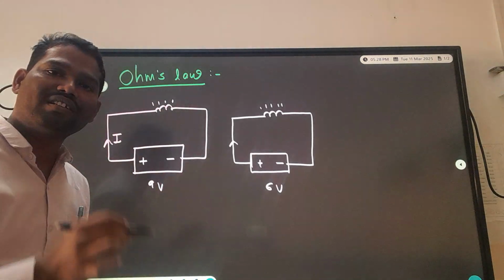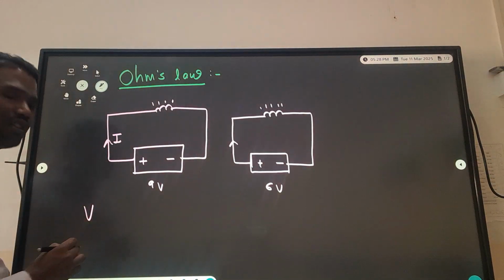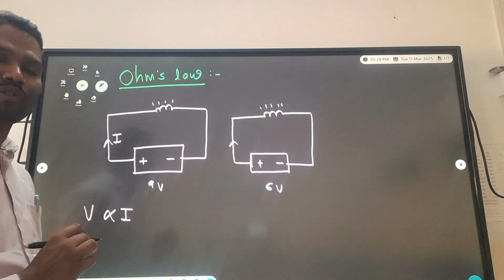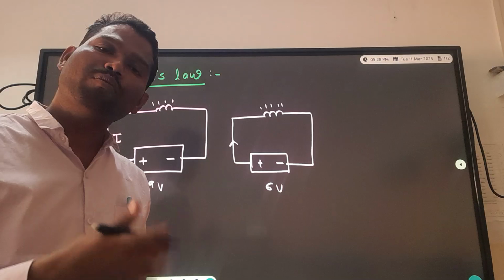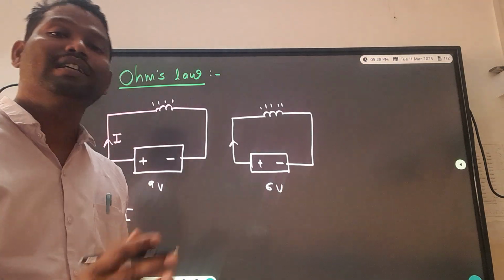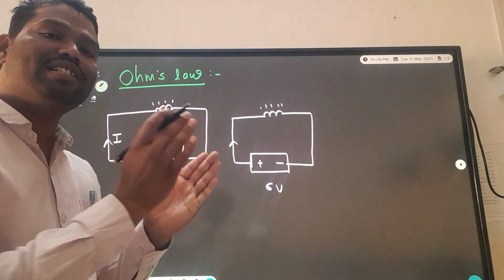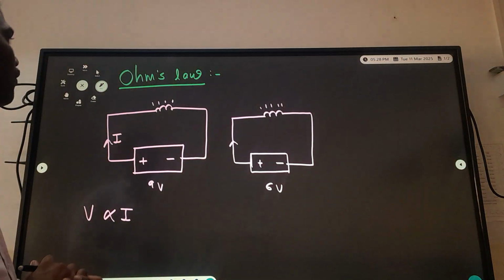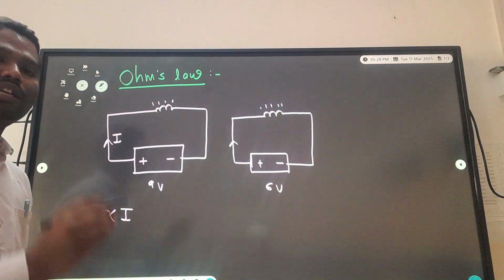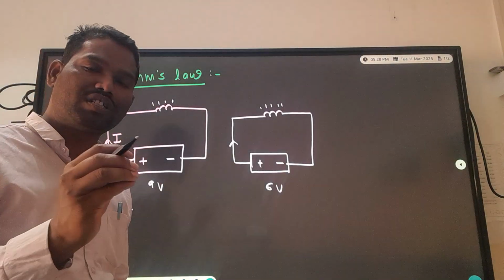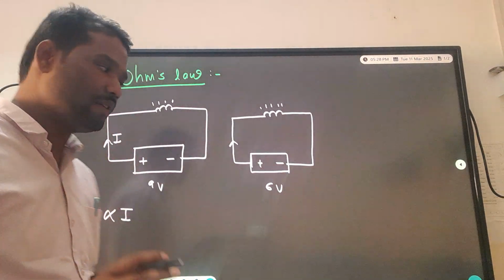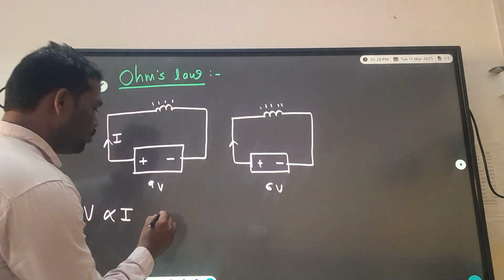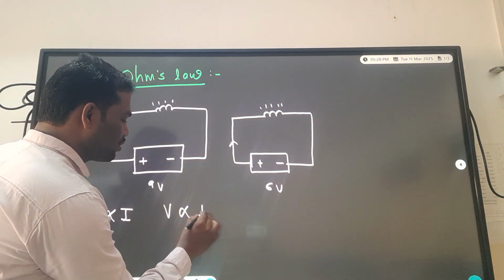Ohm observed that the voltage, or potential difference, is proportional to the electric current. The more the potential difference, the more the current. So he gave the law: if the physical conditions like temperature and pressure are constant, the potential difference is proportional to the electric current. Here we write V is proportional to I.